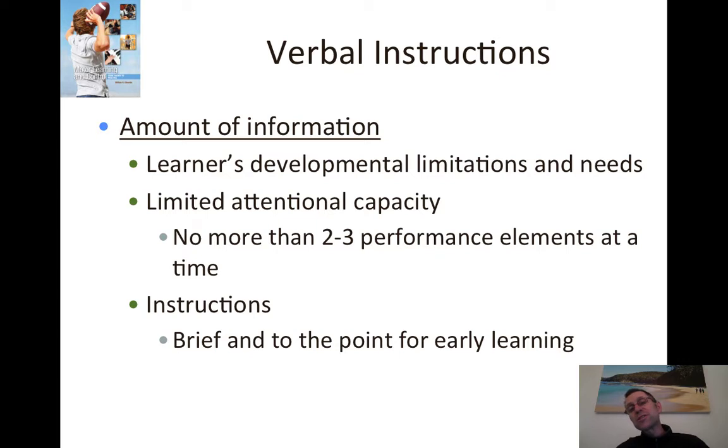How much information is appropriate? Well, it depends. Again, it depends on your learner. Generally, assume they have a limited attentional capacity, then maybe 2 to 3 performance elements at a time, right? Don't give a list of 10 or 15 things to accomplish, especially that first time through. Here's 2 or 3 things, do those. Be brief and be to the point, especially for the early learners, right?